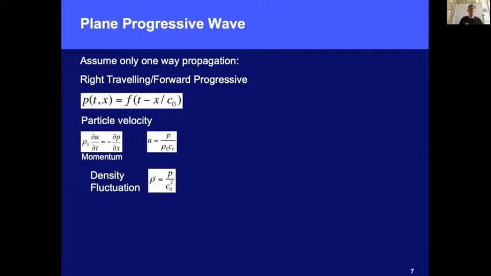And the density fluctuation, if you go to the equation of state, turns out the density fluctuation rho prime is equal to p over c naught squared. So again, it also is in phase with the pressure.